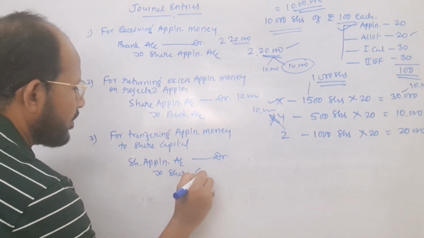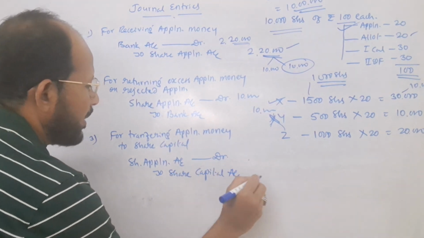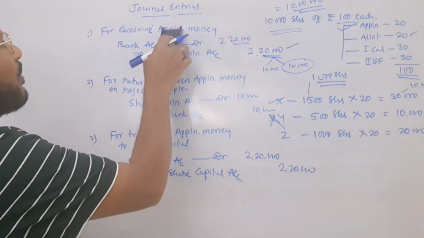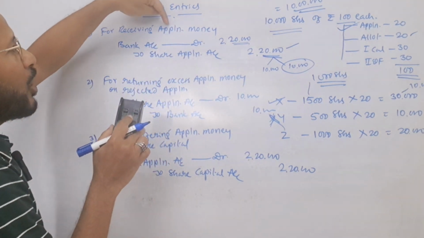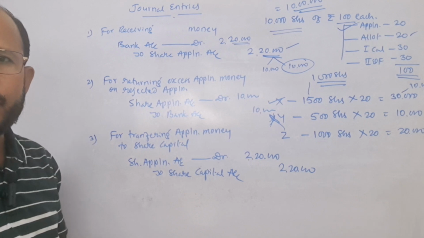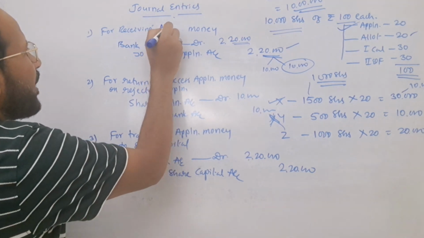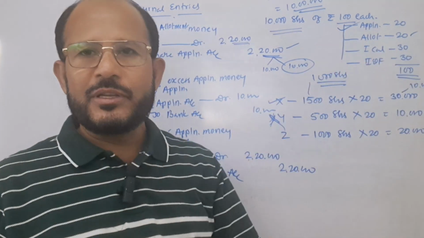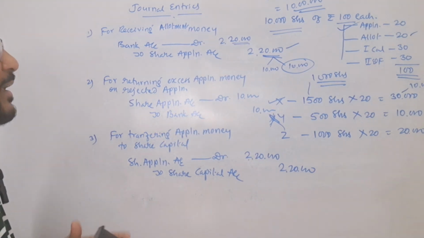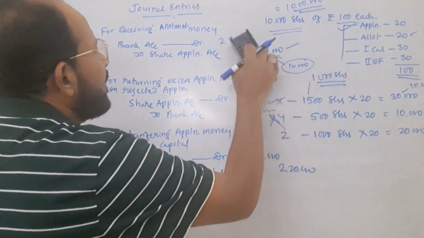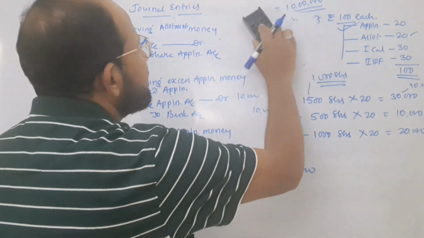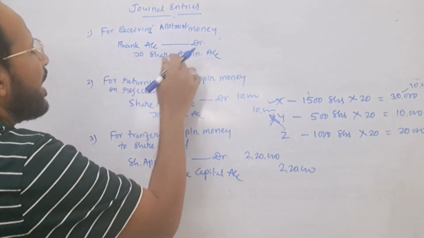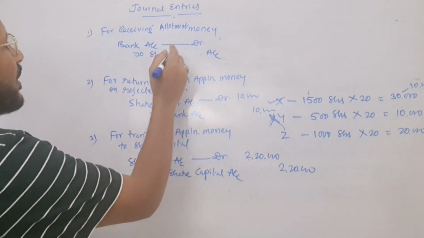To share capital account. For receiving, the other entries are also the same. For receiving allotment money, here I remove application money and put allotment money. Here allotment money comes to rupees 2 lakhs. Rupees 20 per share is the allotment money. Therefore, when share allotment money is received, what journal entry is to be passed? Bank account is to be debited and share allotment account is to be credited.